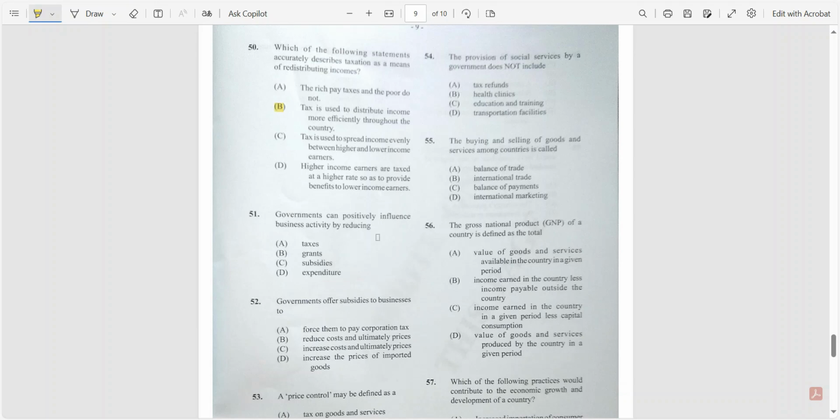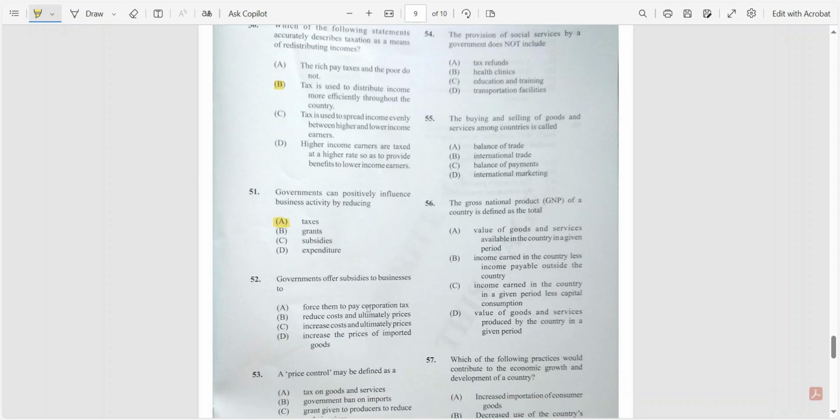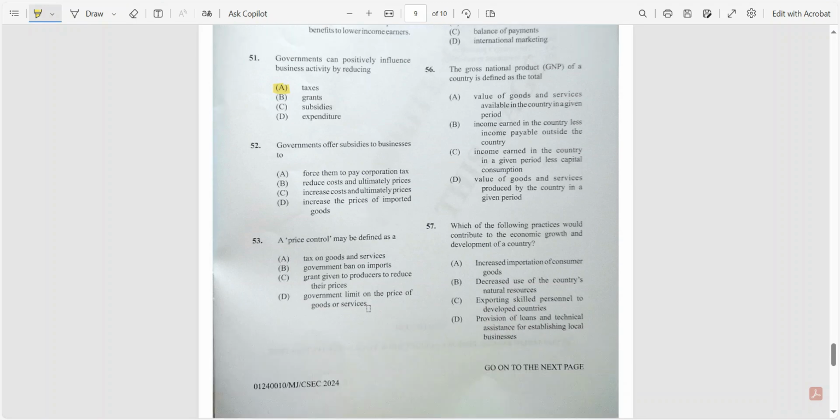Government can positively influence business activity by reducing taxes, grants, subsidies, or expenditure. And the answer is A, reducing the taxes. Government offers subsidies to business to force them to pay corporation tax, reduce costs and ultimately prices, increase costs and ultimately prices, or increase the prices of imported goods. And 52 is B.